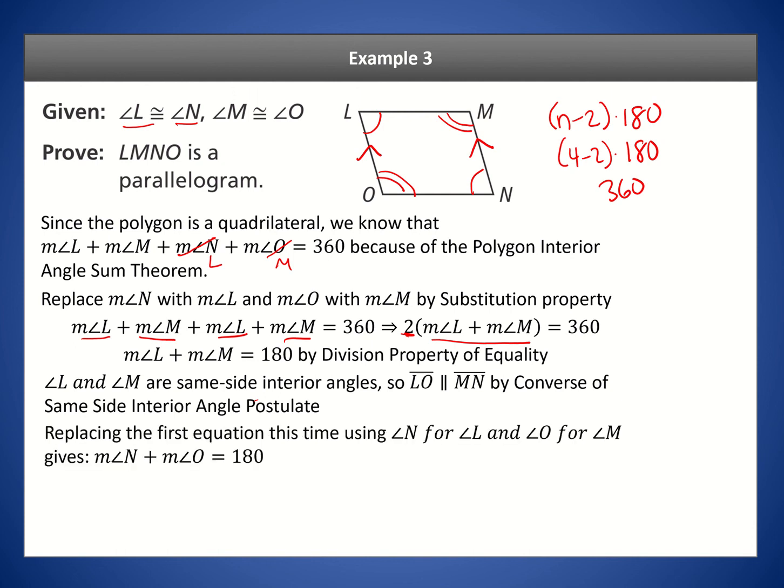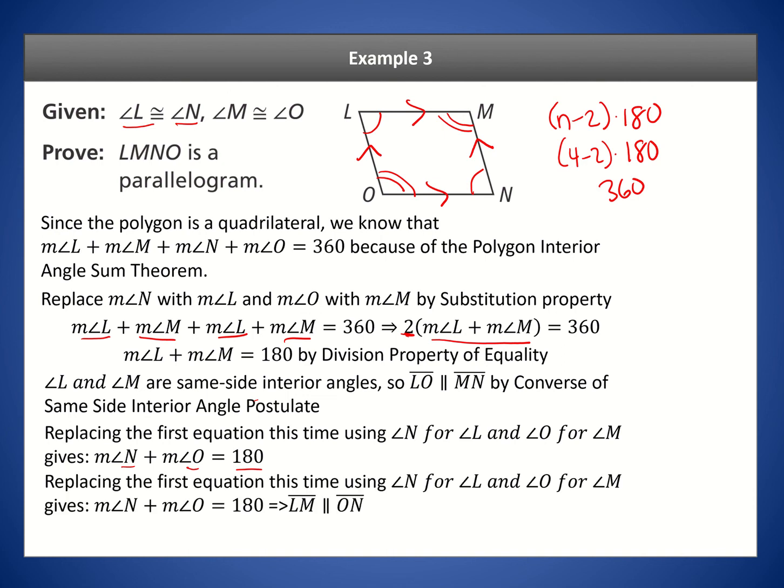Okay, so now let's repeat this process. Instead, now we're replacing N for L, so we're going to do the opposite of what we did. Instead of replacing this, we'll replace the other one. If we do that, then we get that N and O add up to 180. And so we know that N and O add up to 180, and therefore they're same side interior, and therefore these are parallel. That was the same as what we did earlier. And so by definition, that means that LMNO has to be a parallelogram. End of proof.